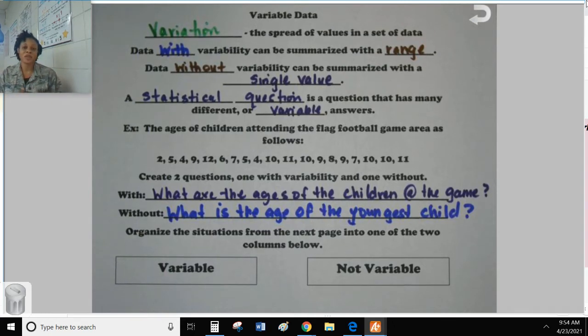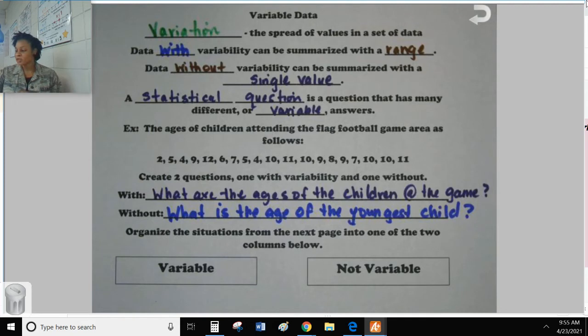So with variability, I could say, what are the ages of the children at the game? Because if I ask the ages of the children at the game, I'm going to get a range, a set of different numbers because they're all ages of kids. But if I wanted a question without variability, I could say, what is the age of the youngest child? The youngest child is only going to give me one answer because there's only going to be one youngest child, right? So that can give me one answer.